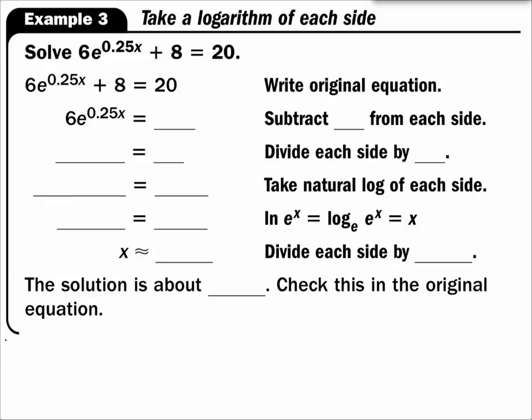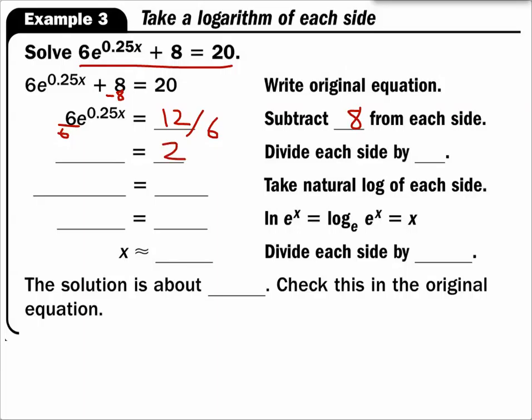All right, moving on to the next example. Same idea, but this one's a little more complicated. We have 6e to the 0.25x plus 8 equals 20. And there's a lot of stuff going on here. So, you got to begin by getting rid of the 8, right? You got to subtract 8 from each side. When you do that, you get 6e to the 0.25x equals 12. Boom. You're looking at that, and you're like, that's all well and good, but this 6 is trouble. Divide by 6. All right, divide by 6. So you end up with 2.